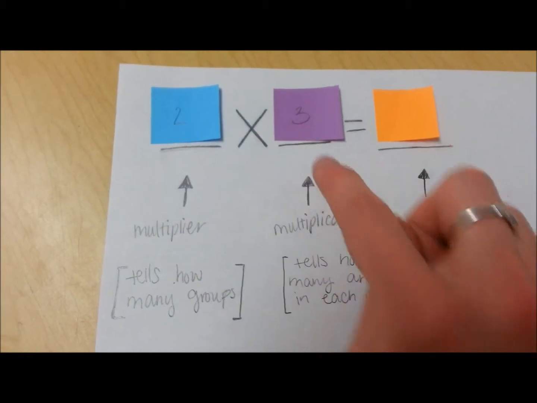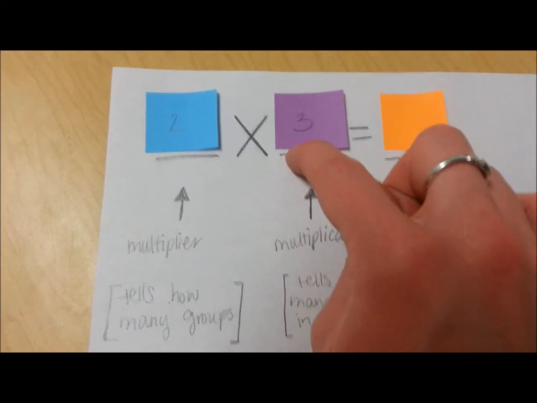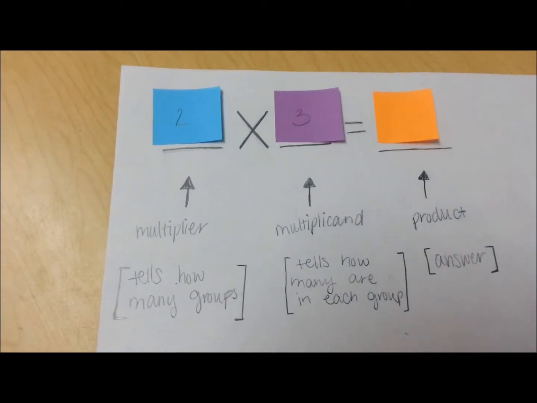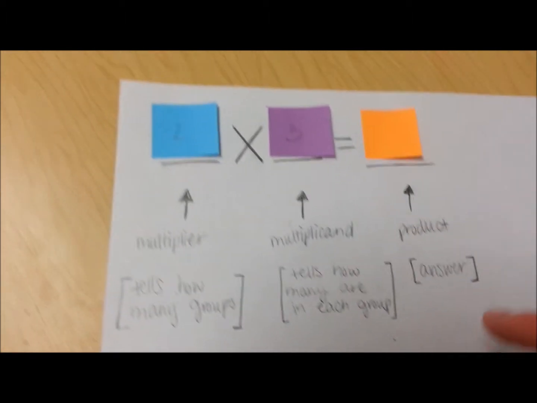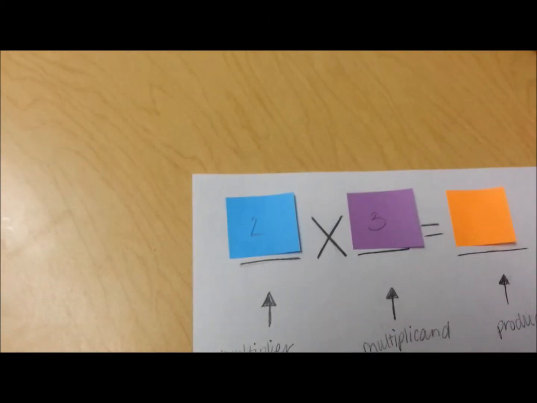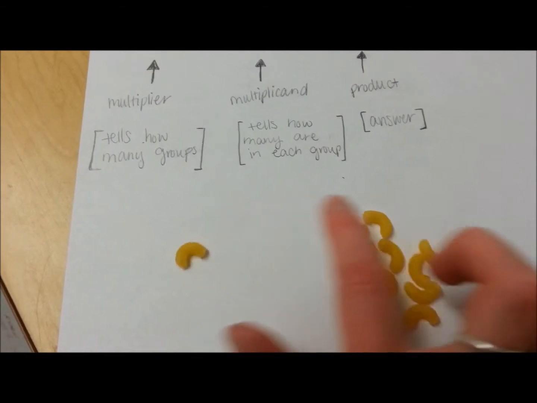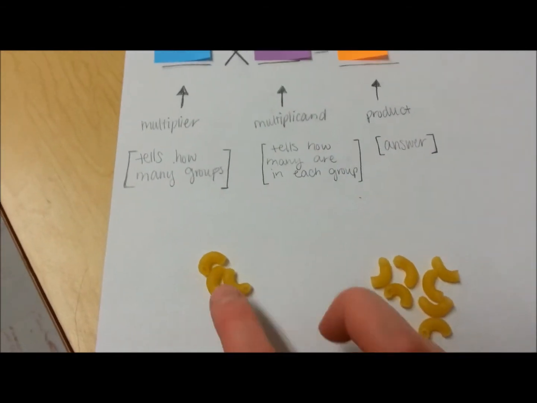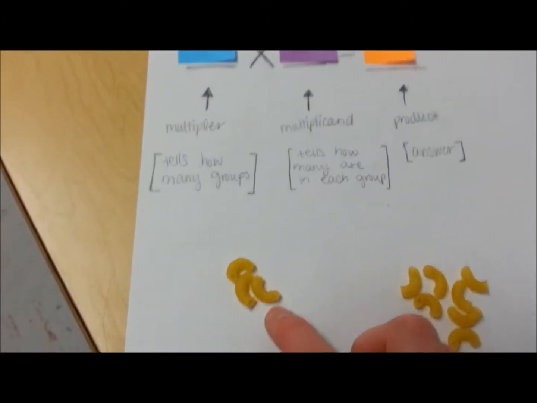Then the second number tells us how many are in each group. That number is 3. So this tells us that there are going to be 2 groups with 3 noodles in each group. So let's go ahead and try to illustrate that with some noodles. Okay, so we're going to count out 1, 2, 3. So we have 3 noodles and there's 1 group.